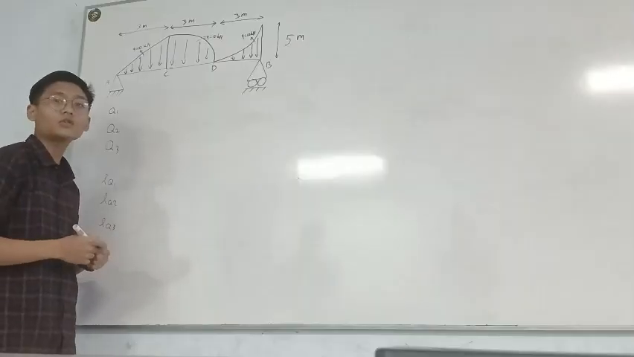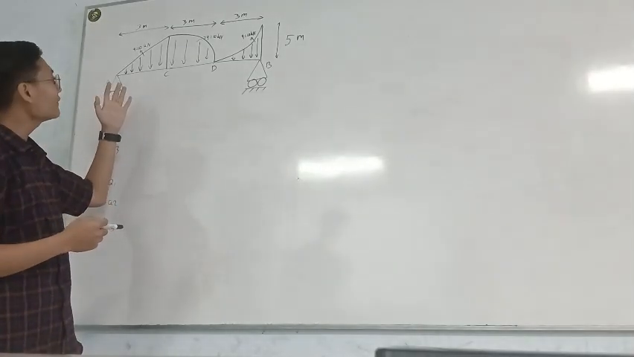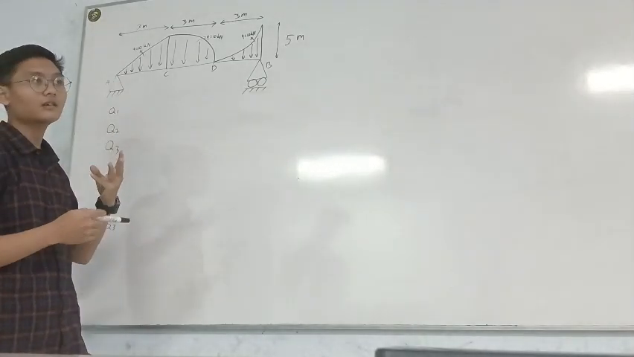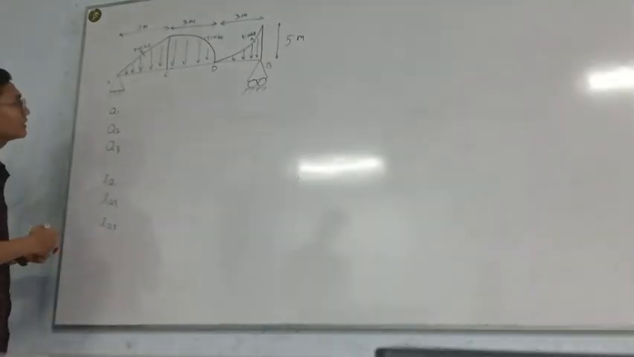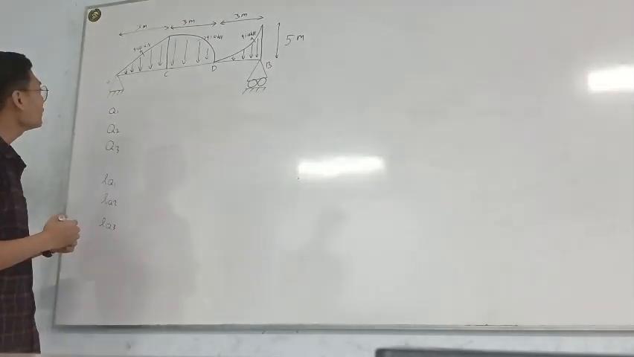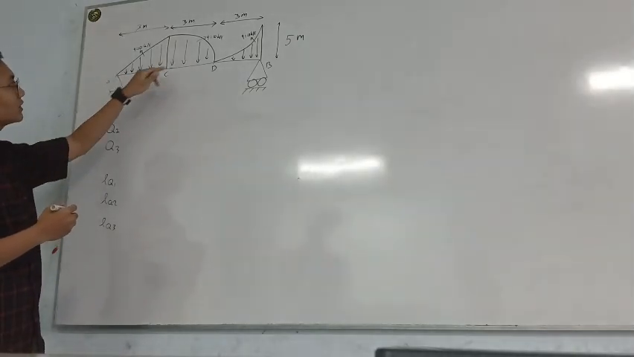Okay, let's start the calculation. So this is our question. Here we have three shapes in different forms. So the first step, we need to find every Q in 1, 2, 3.